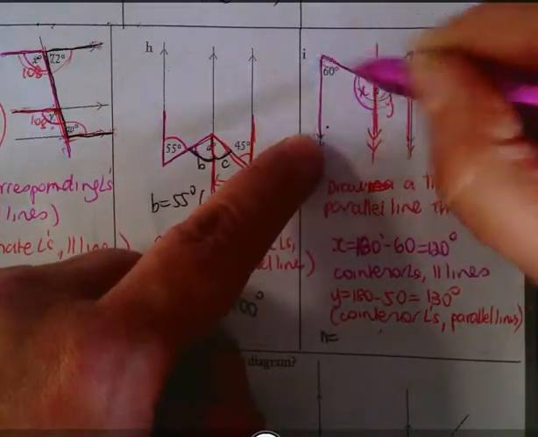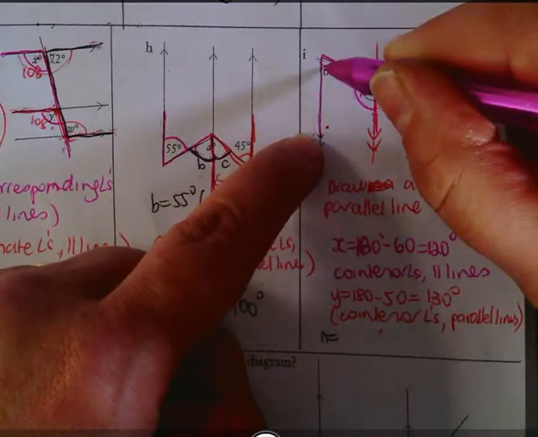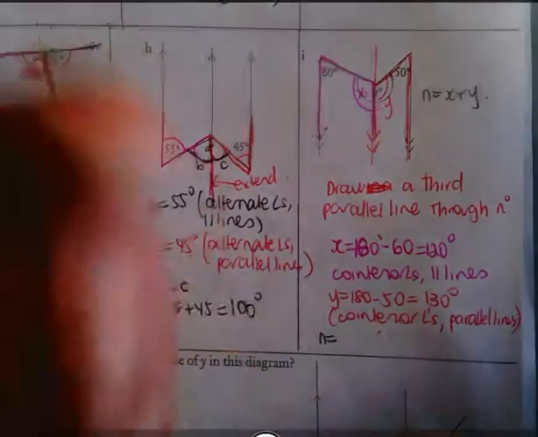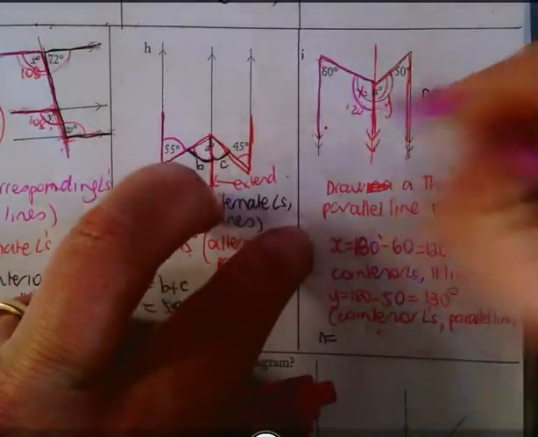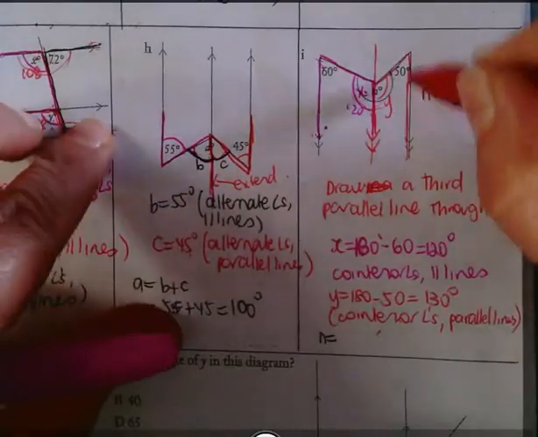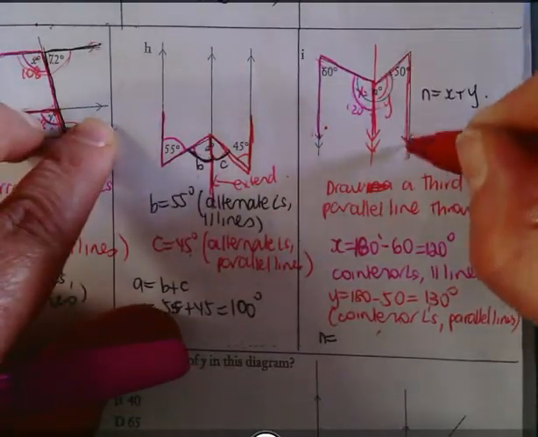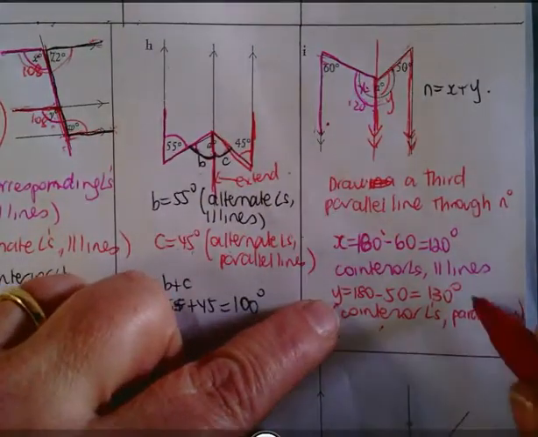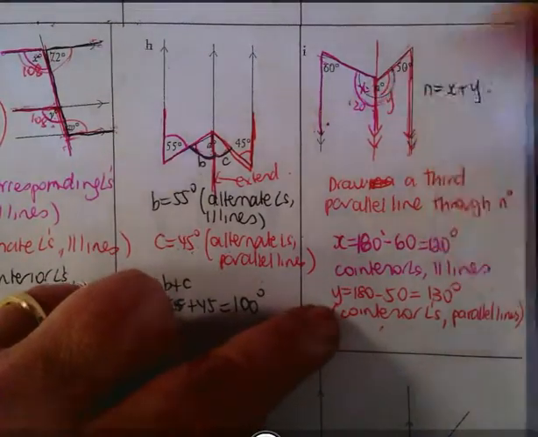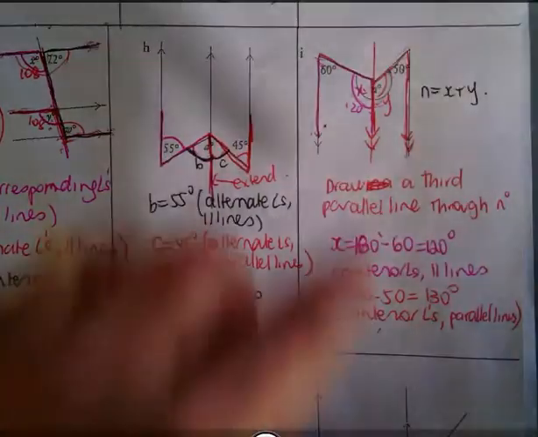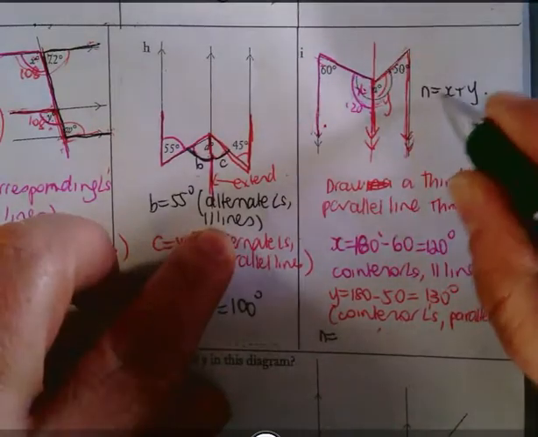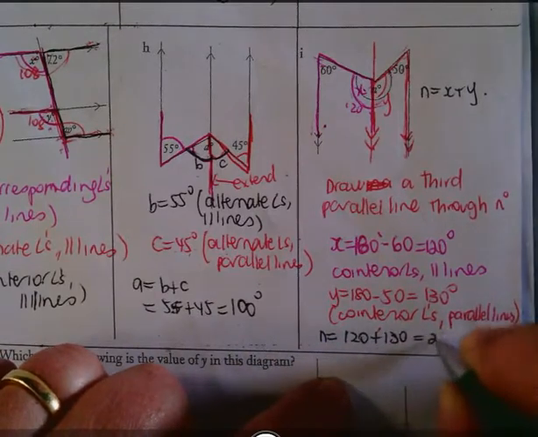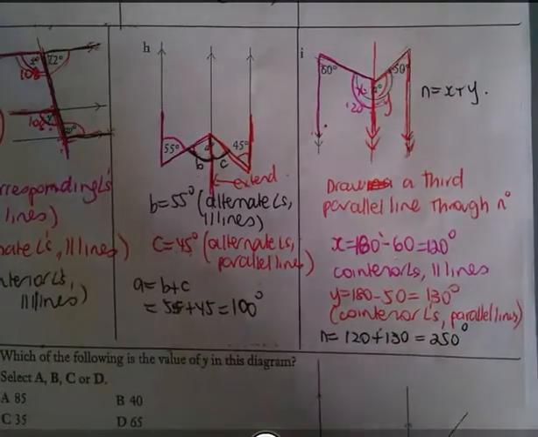So I can do co-interior angles. So X plus 60 is 180. So X is 180 minus 60, which is 120. So this bit here is 120. Similarly, I've got co-interior angles here because I've got two parallel lines. So Y plus 50 is 180. So Y is 180 minus 50, which is 130. So that Y bit is 130. So now we know that N, which is the whole thing, is made up of X plus Y. X is 120 and Y is 130. So N is 250 degrees.